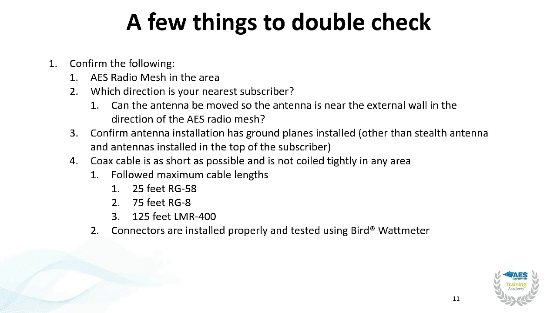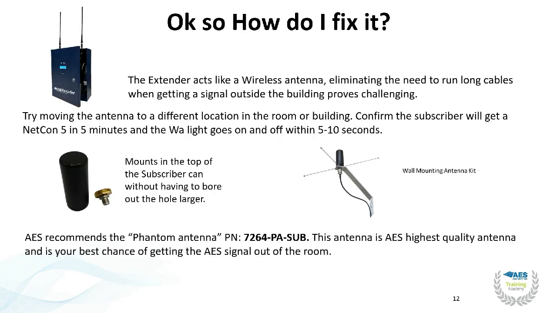If all of those check out, then what we can do is look to a couple of other options. We have our AES extender, which acts like a wireless antenna. It eliminates the need to run long cables when getting the signal outside the building proves challenging. Try moving the antenna to a different location in a room or building. Confirm the subscriber will get a netcon in 5 minutes and the WA light goes on and off within 5 or 10 seconds. You can also mount higher quality antennas to the top of the subscriber can.